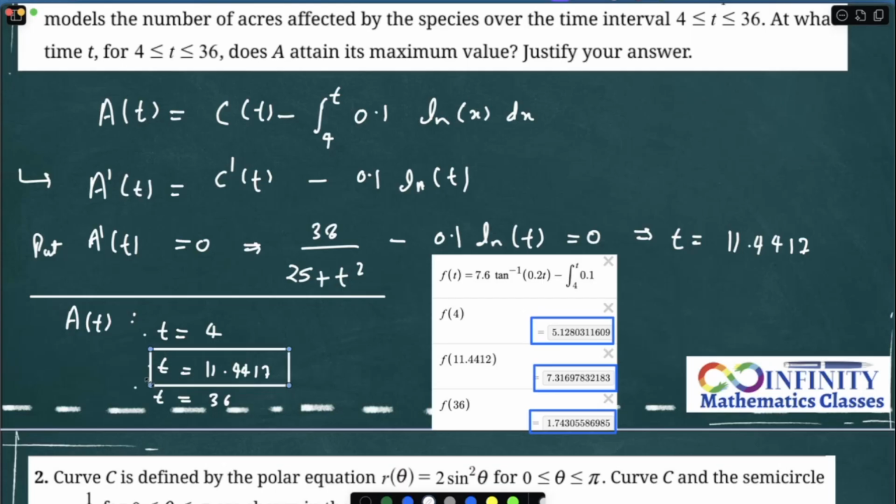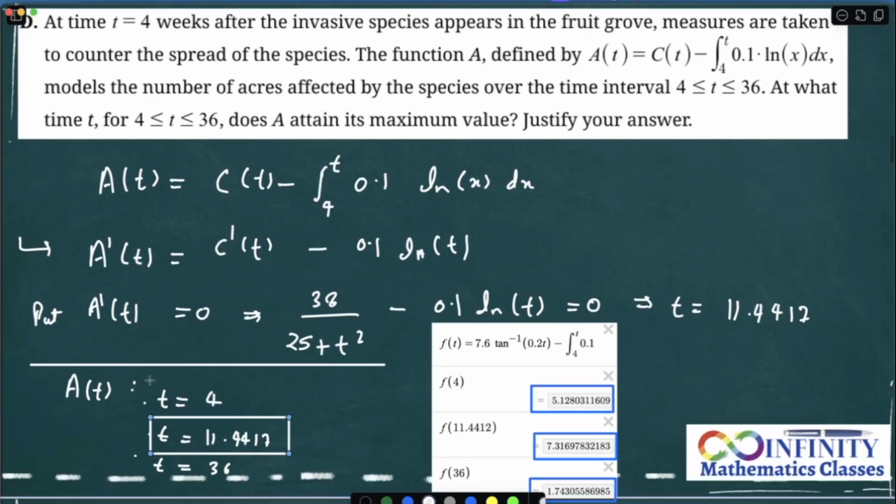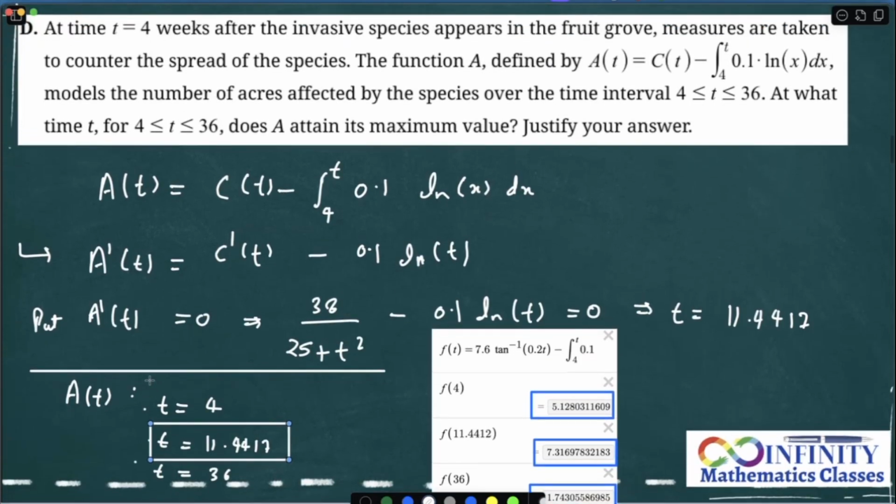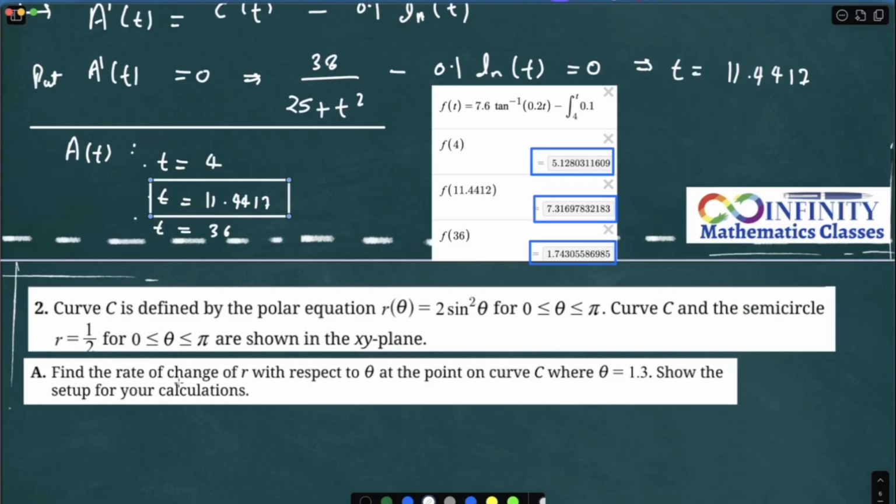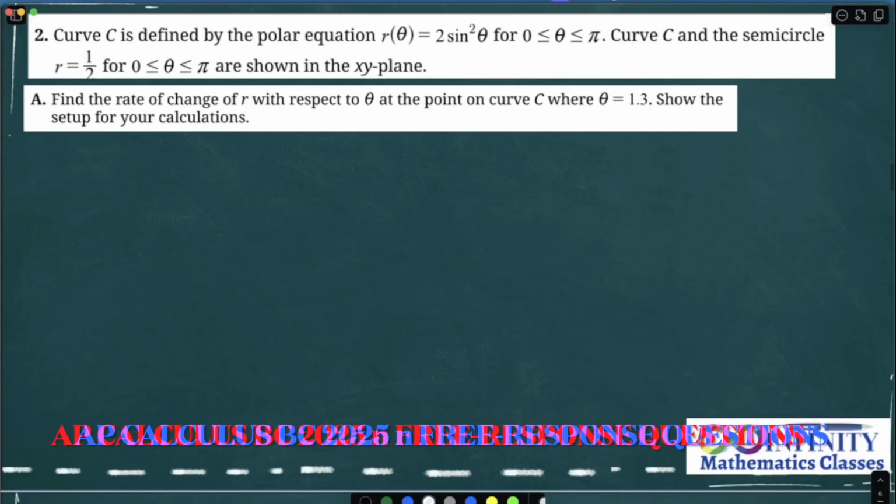No. Okay, so this was the question. Just have a look at the answer, how I proceeded. Then afterwards we'll move to the next. Perfectly okay, so it is done. Now let us go to the next question.